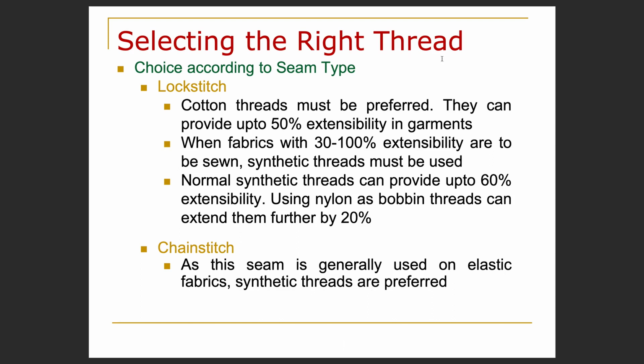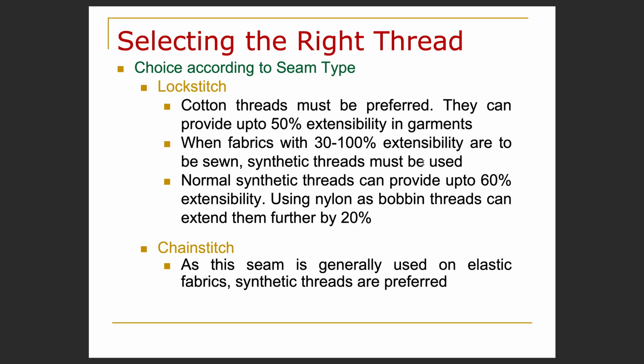So the selection of the right thread for sewing will also depend on the seam type, on the stitch type that we are forming. For example, for making the lock stitch, cotton threads are generally preferred because they can provide up to 50% extensibility in the garments. When fabric with 30 to 100% extensibility are to be sewn, synthetic threads must be used. Normal synthetic threads can provide up to 60% extensibility. Using nylon as the bobbin thread can extend them further by 20%.